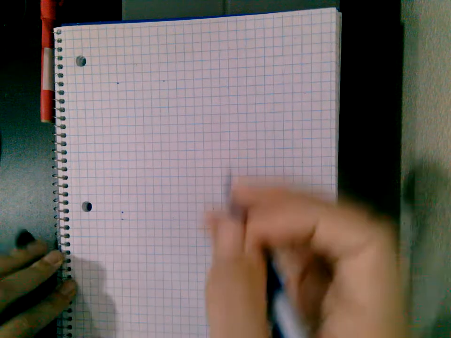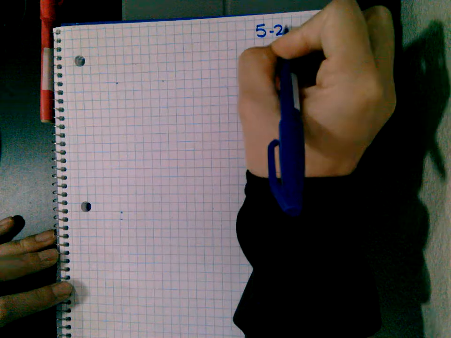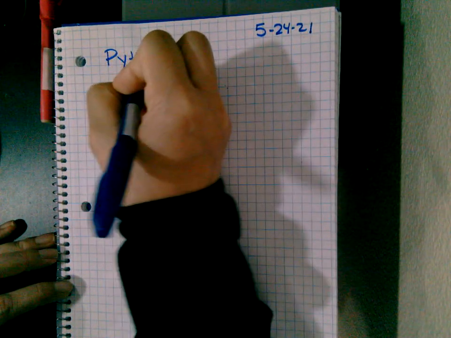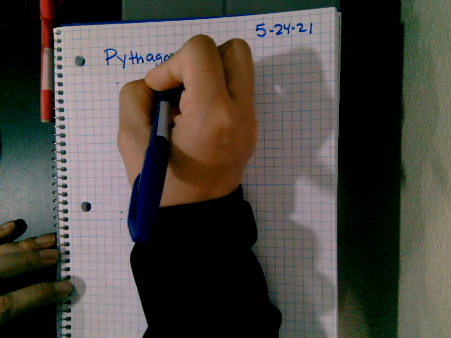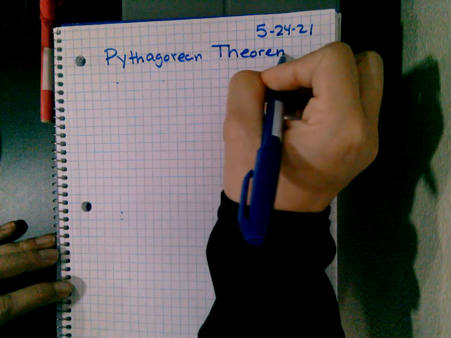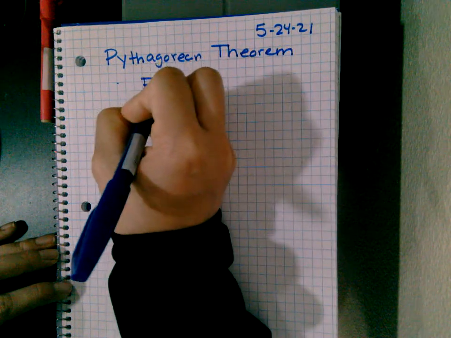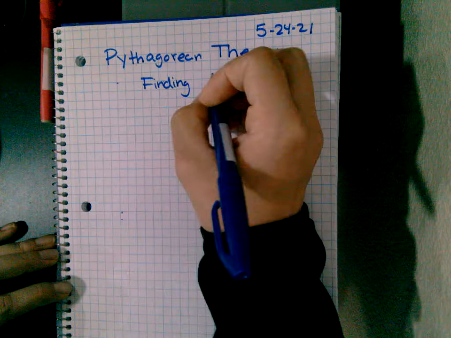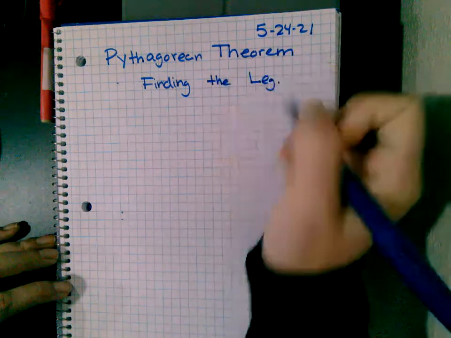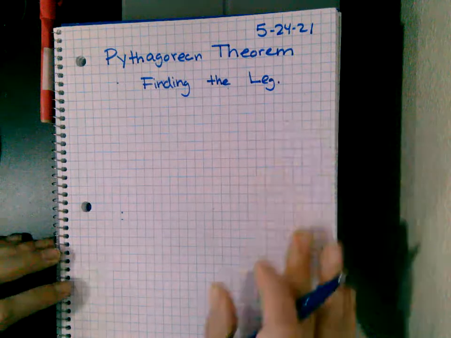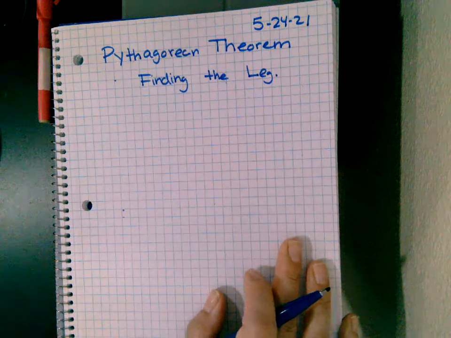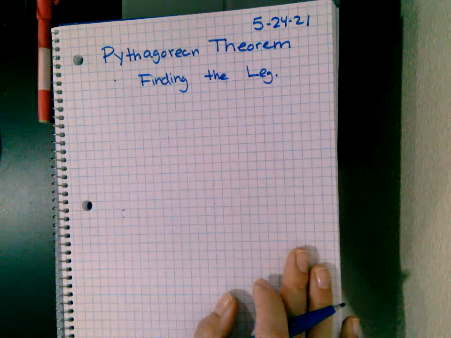So today's date is 5/24/21, and we're going to do Pythagorean theorem: finding the leg. On Thursday, last time I saw you, I taught you how to find the hypotenuse, side C. Today I'm going to teach you how to do side A or B, a leg.